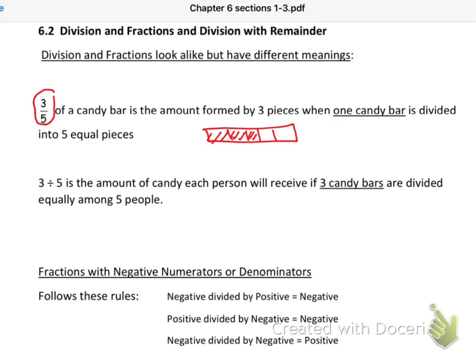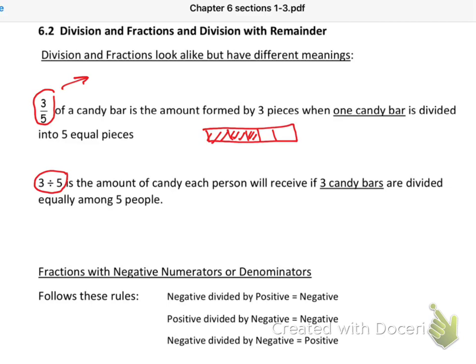As opposed to if you had 3 candy bars and you divided it among 5 people. That's a different story. So 3 divided by 5 is the amount of candy each person will receive if 3 candy bars are divided equally among 5 people. So it's a slightly different problem. Here is a fraction. Here is the number sentence. That's a division problem. Here you have the whole for the first one is 5 or fifths. These are wholes. So 3 whole candy bars divided into 5 pieces.